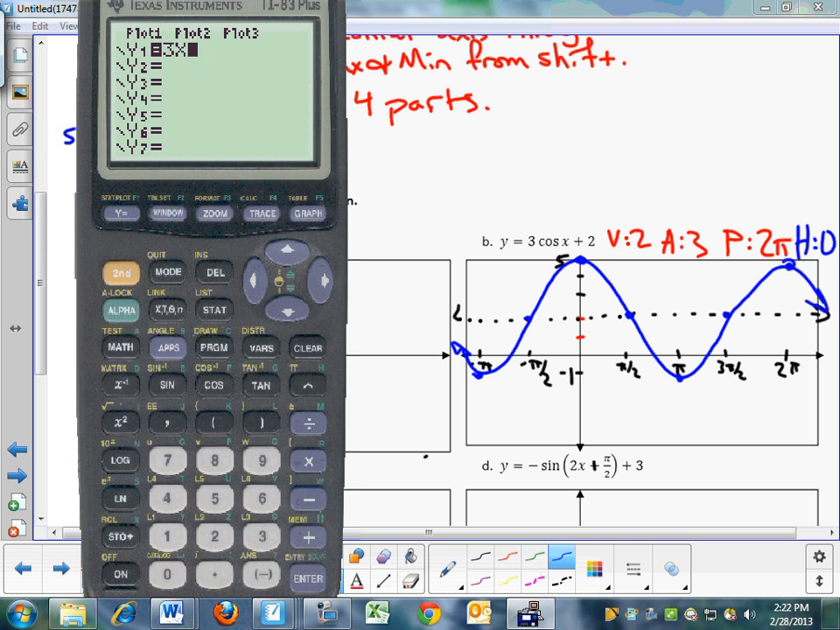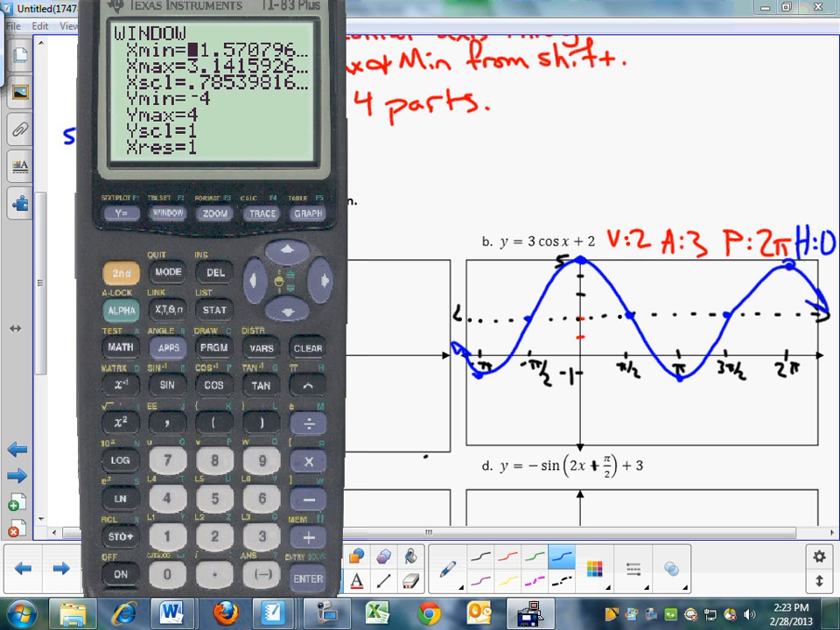Three cosine of x plus 2. Remember, you need to be working in radians, not degrees. If I go into window, my x minimum value is -pi. My maximum value is 2 pi. My scale is pi divided by 2.